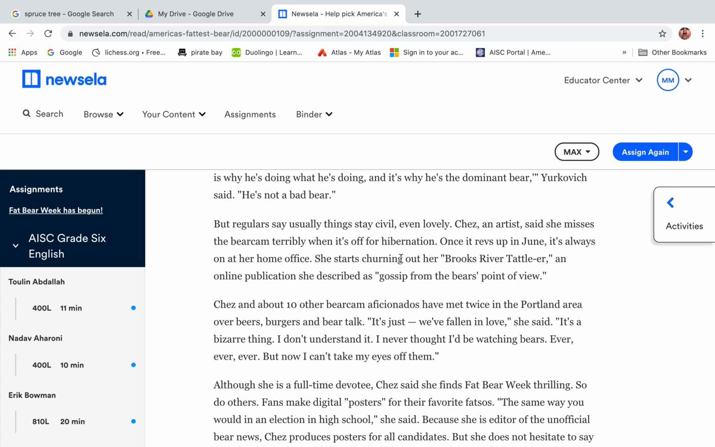But the regulars say things stay civil, even lovely. Ches, an artist, said she misses BearCam terribly when it's off for hibernation. Boy, I guess she must be into it. Once it revs up in June, it's always on at her home office. She starts turning out her Brooks River Tatler, an online publication she described as gossip from the bear's point of view. Are you kidding me? Who does that? Who writes a bear newspaper?